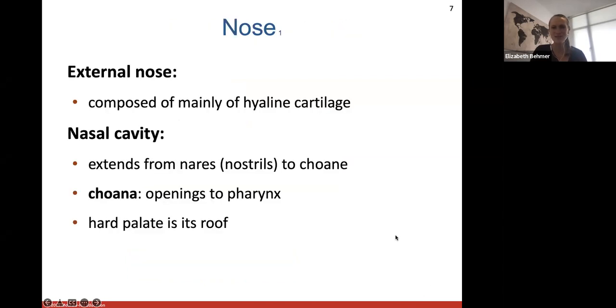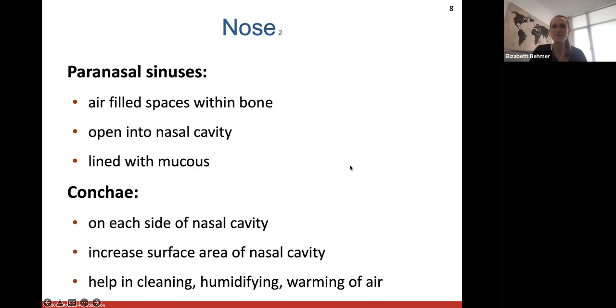The nose itself is made up mostly of hyaline cartilage, and then the nasal cavity extends from your nostrils, the nares, to the choanae in the back. The choanae or choana are the openings to the pharynx or the throat, and the hard palate will be the roof of the nose. You have paranasal sinuses, which are spaces surrounding the nose. They're filled with air within the bone, and they open into the nasal cavity.